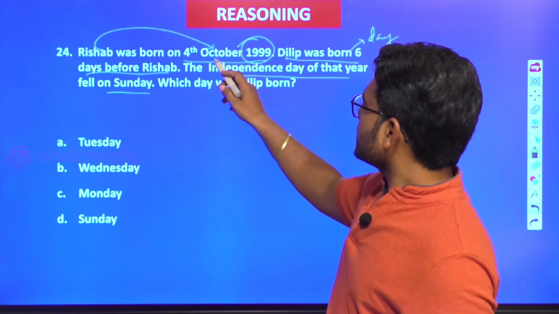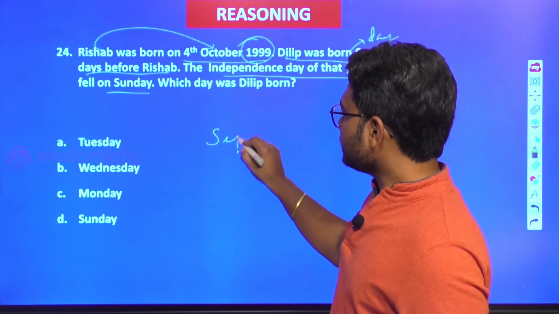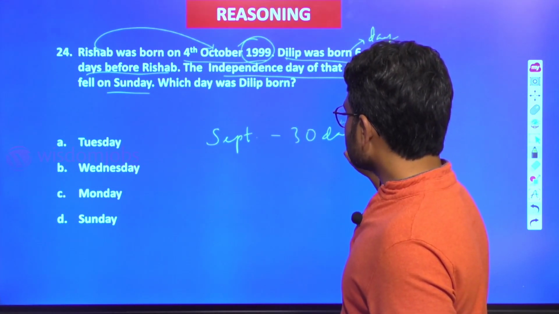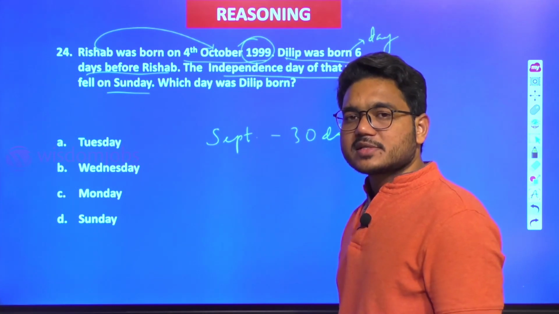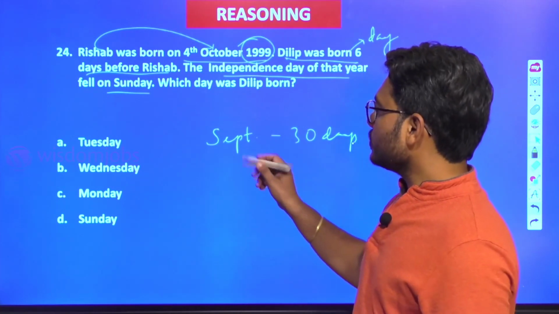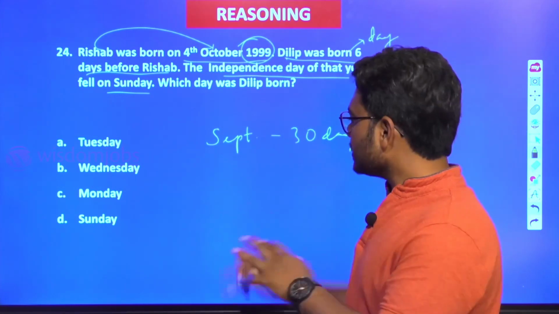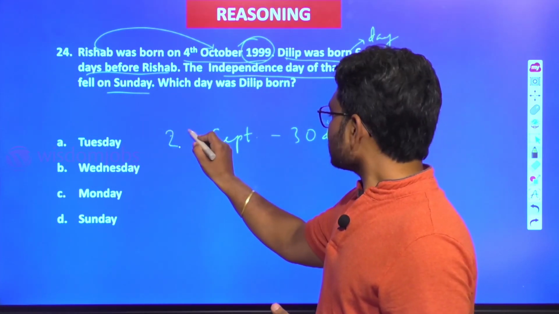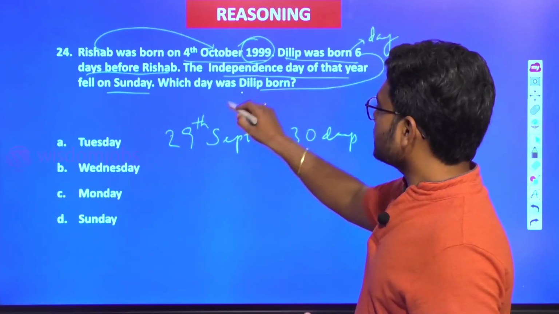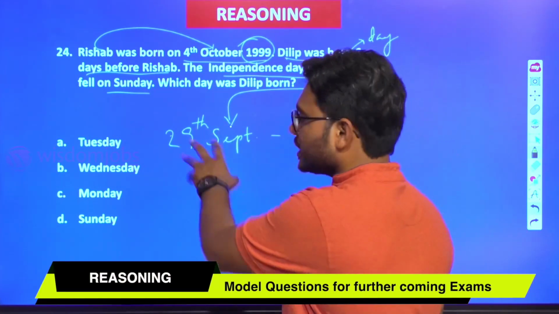So what could be the 6 days before of this 4th October? So definitely falling in September. So September has 30 days. We all know that September has 30 days because October has 31. So September has 30 days. So what could be the 6 days before of this 4th October? If you calculate in mind, it is obvious that 29th September is Dilip's birthday. We need to identify what day is it.